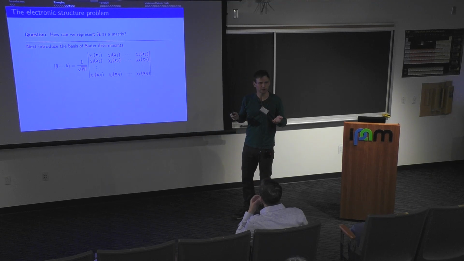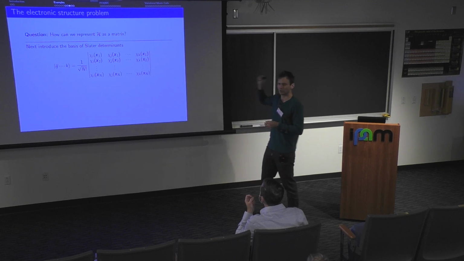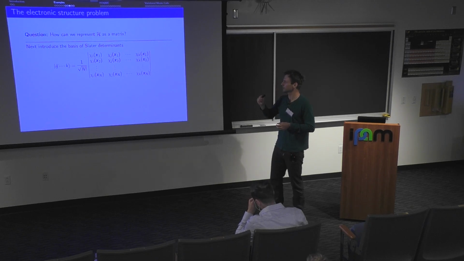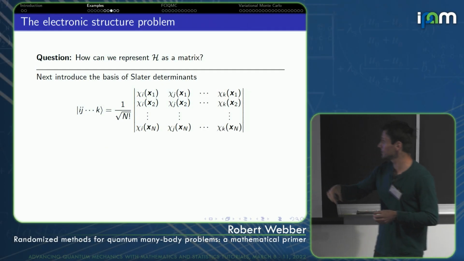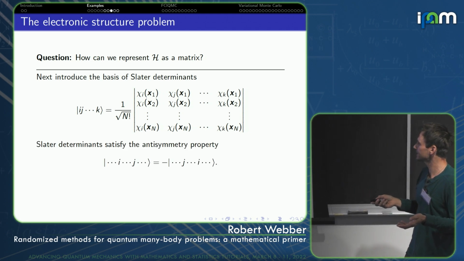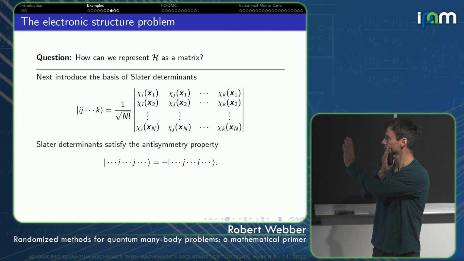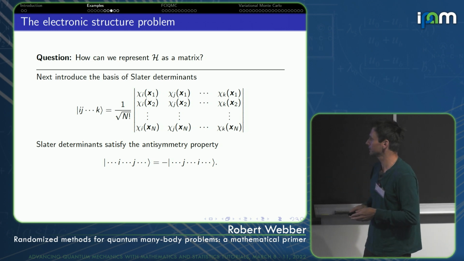Because if you know the diagonal with these Slater determinants, you could figure out all the other entries, because it's just like the first row is the first electron, the second row is the second electron, all the way to the nth row is the nth electron. The first column is the ith orbital, the second column is the jth orbital, all the way to the kth orbital. Why are these great? Because they automatically satisfy this anti-symmetry property. If you exchange two columns of a determinant, you swap signs. And that's exactly what we need to encode.